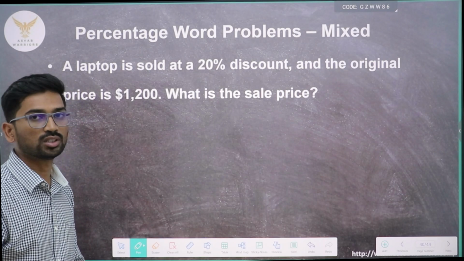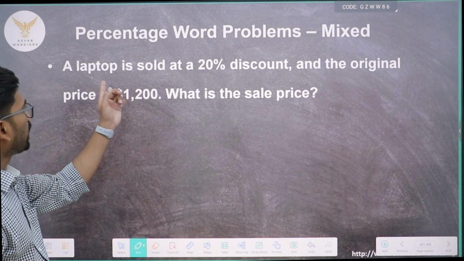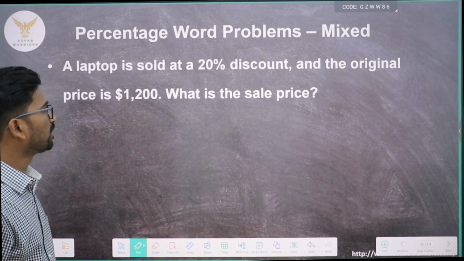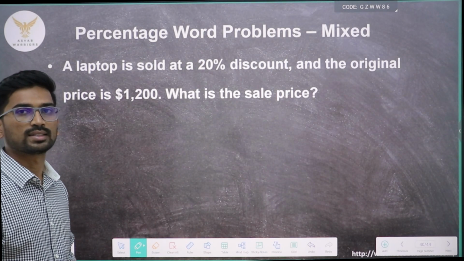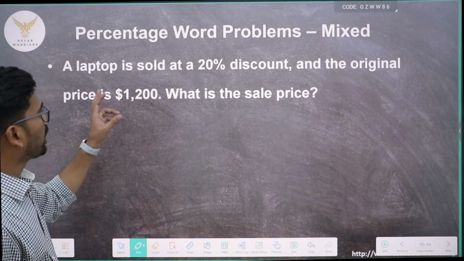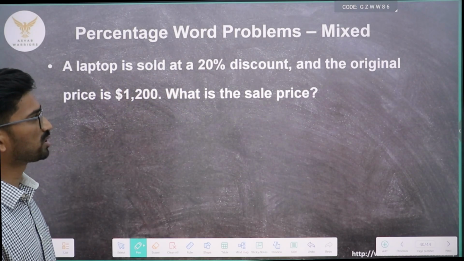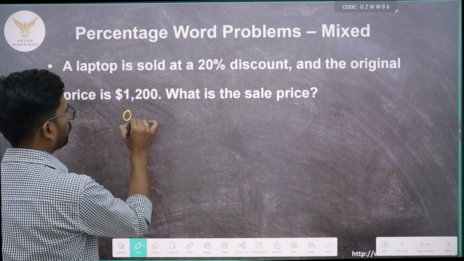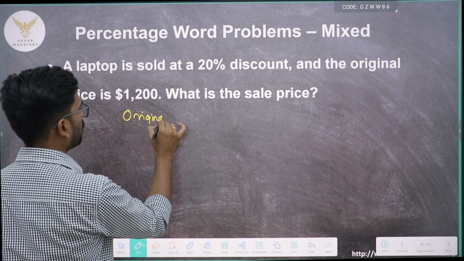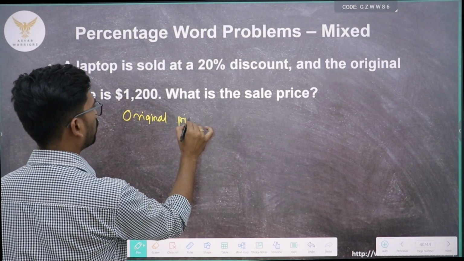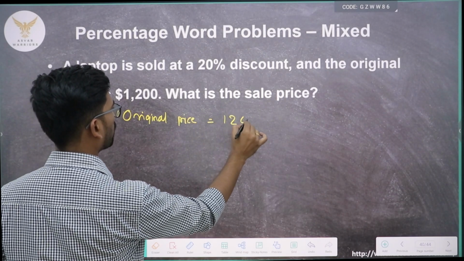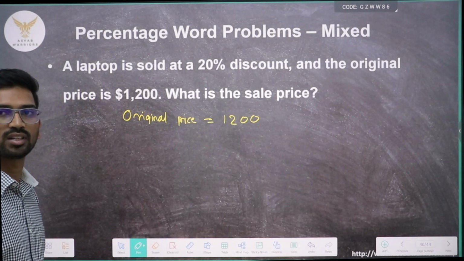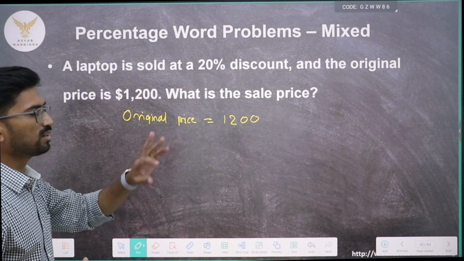Now the next question is on the discount. A laptop is sold at 20% discount and the original price is 1200. What is the sale price? We have been given that the laptop is sold at 20% discount and the original price is 1200. So we will first write what is given. Original price is 1200 and on this 1200 the 20% discount has been given. So what is the sale price?